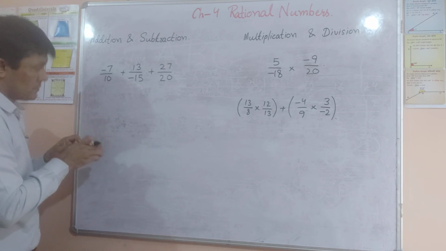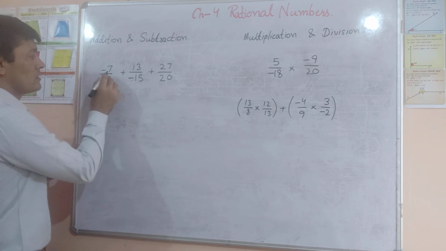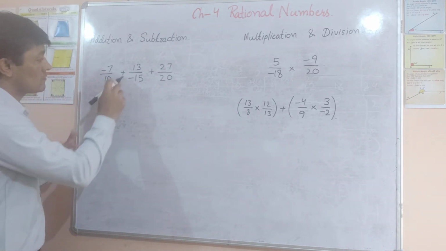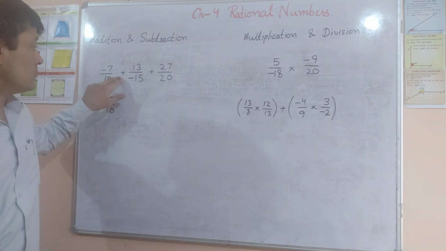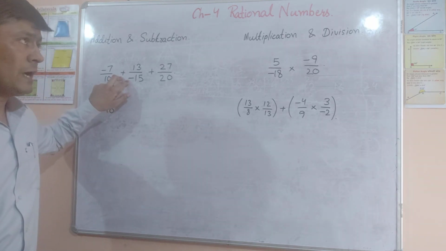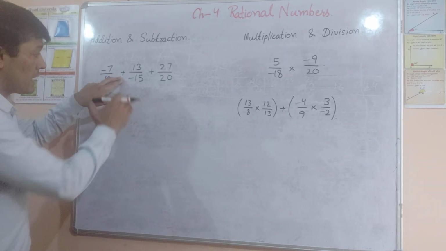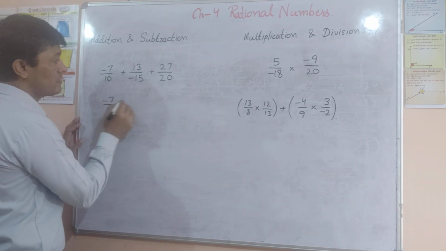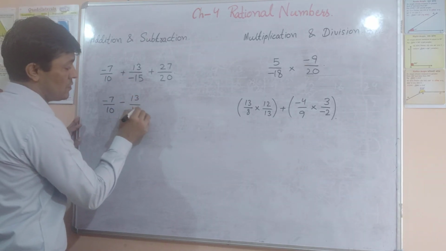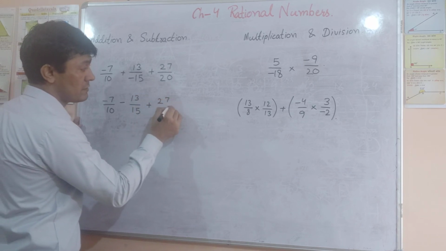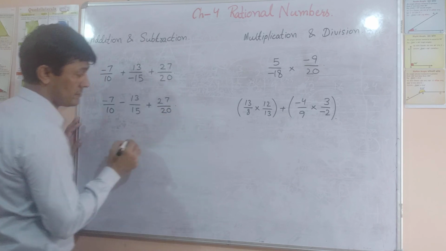Okay, so first of all, minus 7 upon 10 you have to write down the same, and here the positive sign is also there, negative sign is also there. So what you have to do, you just have to multiply this positive with this minus, plus into minus, the answer will be minus 13 upon 15, then plus 27 upon 20.